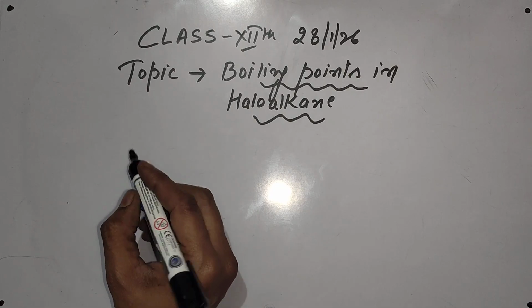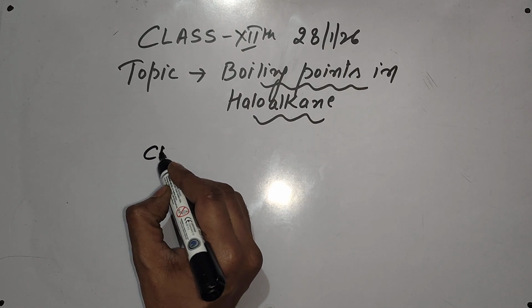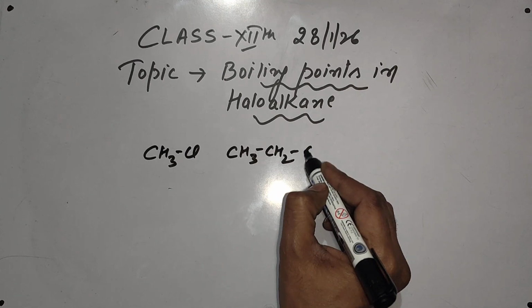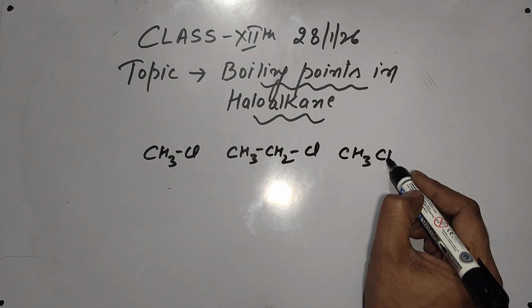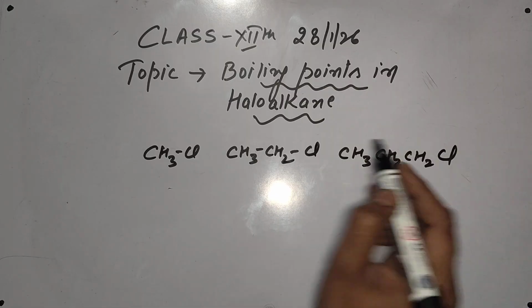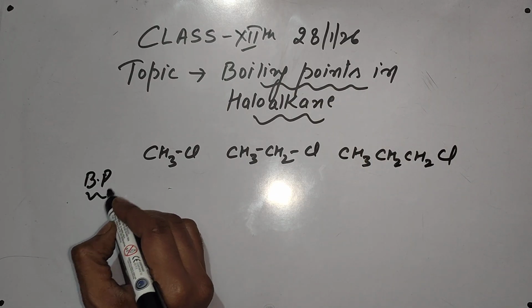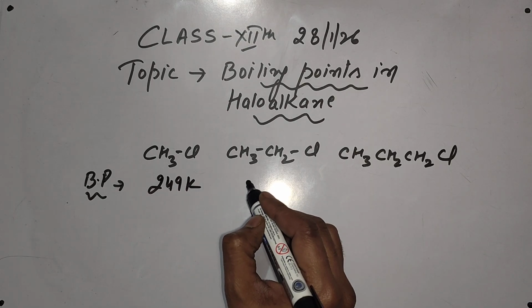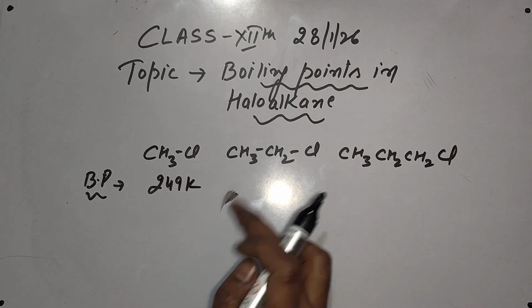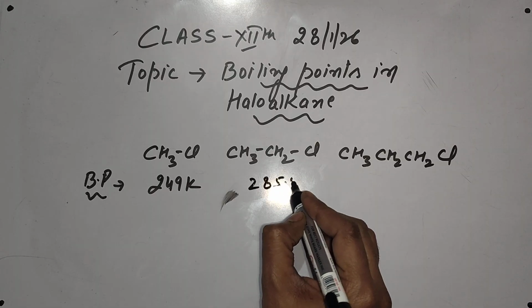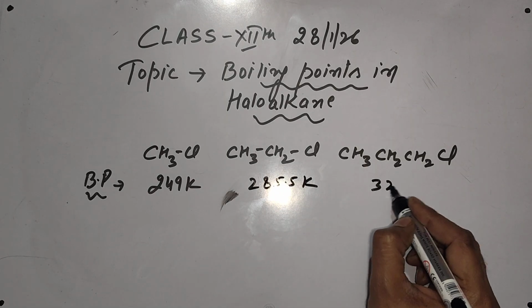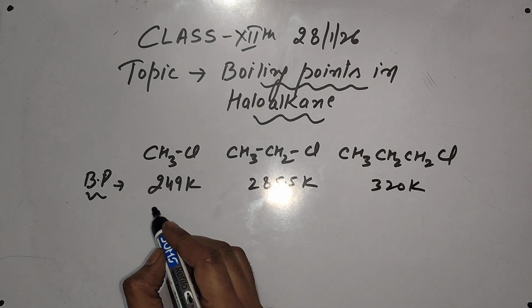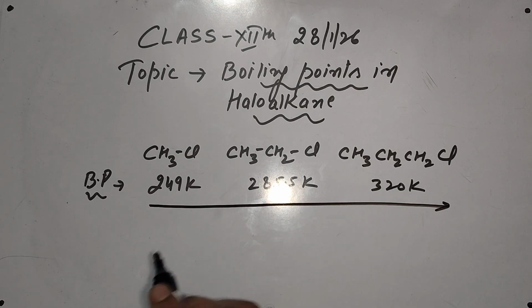The first trend is CH3Cl, CH3CH2Cl and CH3CH2CH2Cl. The boiling point of the first is 249 Kelvin, the second is 285 Kelvin and the third is 320 Kelvin. We will try to find out the reason behind it. The reason is very obvious.